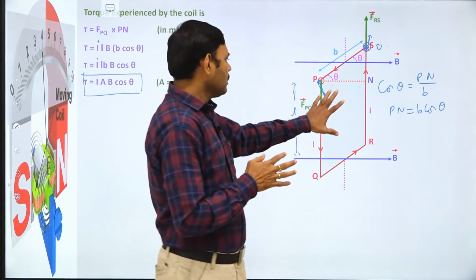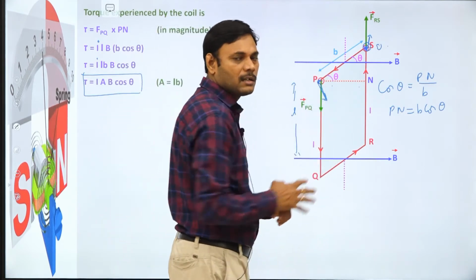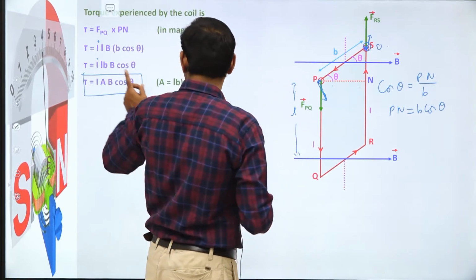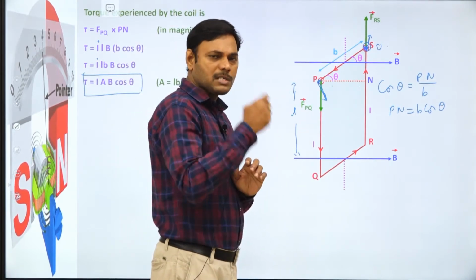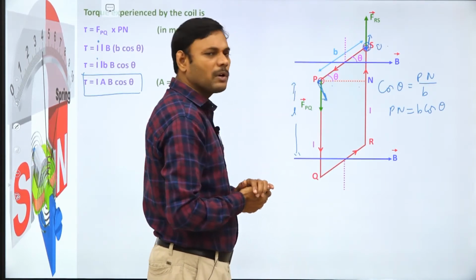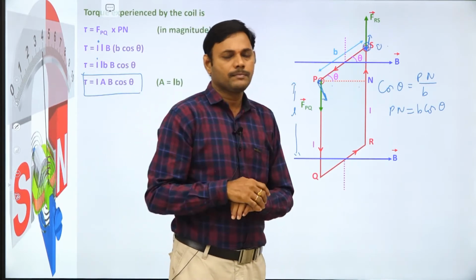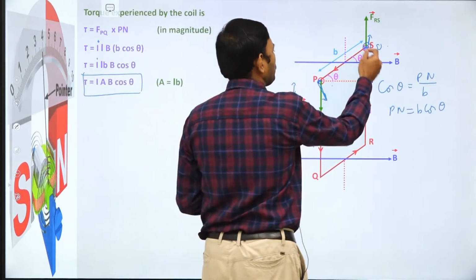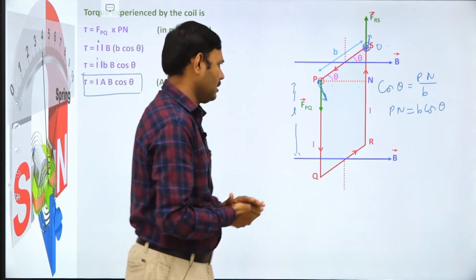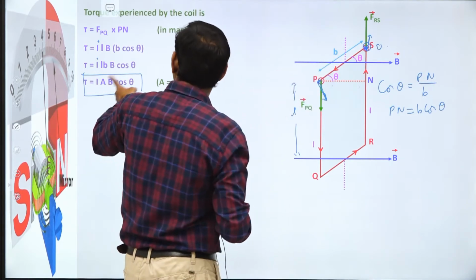We have a coil of area of cross section A, kept in a uniform magnetic field of magnetic induction B. The current passing through the coil is I. A very important point to discuss for this formula is that the angle made by the magnetic field with the plane of the coil is theta. In that situation, torque is IAB cos theta.